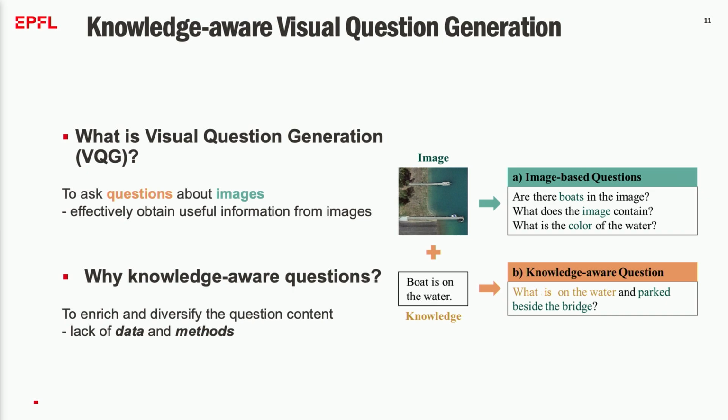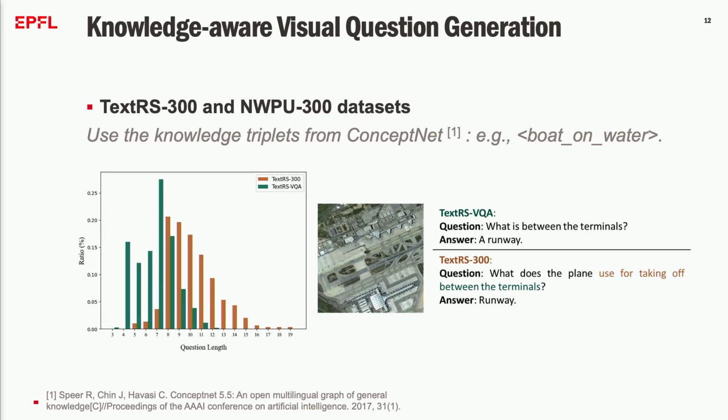So to do that, we are facing challenges on both data and the methodology part. For the data, we don't have the annotations. So we made 600 image-question pairs based on the image captioning data sets of remote sensing using knowledge triplets from ConceptNet. ConceptNet is a common sense knowledge graph, which contains many common sense concepts you can see in daily life. For example, boat on water. Those are the typical triplets in the common sense knowledge graph. And you can transfer it into a sentence like boat is on the water. So we use this sentence to manually annotate questions for the images. As you can see in the figure, compared to the current image question data sets, the average length of the proposed data set is longer.